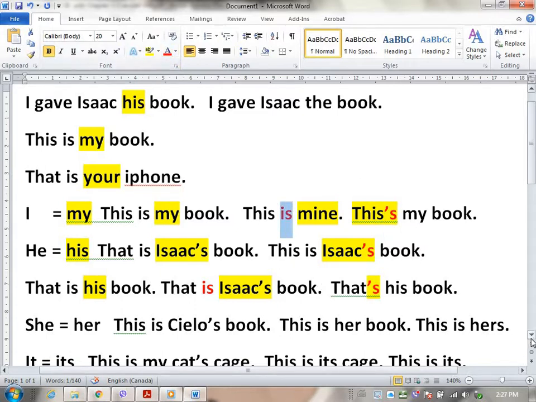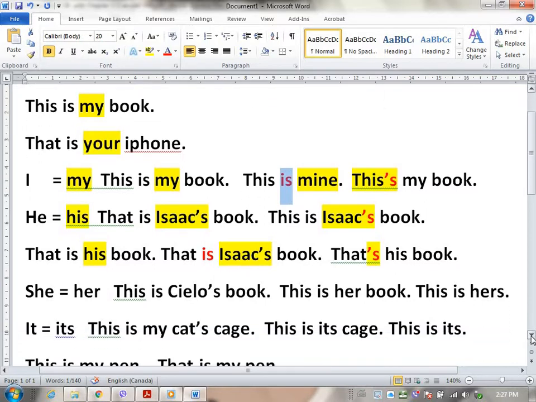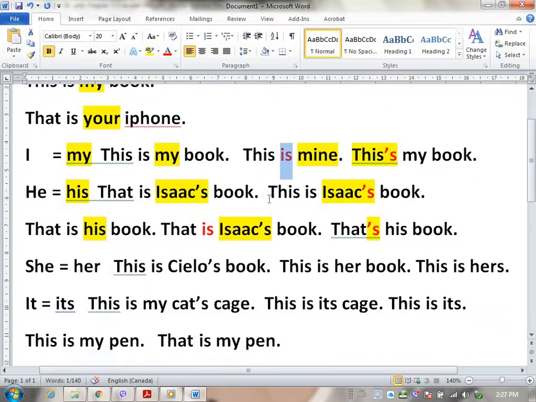Okay, let's continue. And still we say this, it means close to me. That is far. Okay. Now let's go to the case where the person is female, or "she". We say "her". Okay? Then we say, for example, this is Celo's book. And also I could say this is her book. Or I could say this is hers.